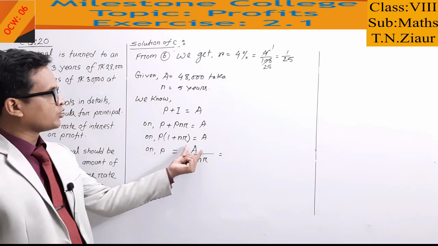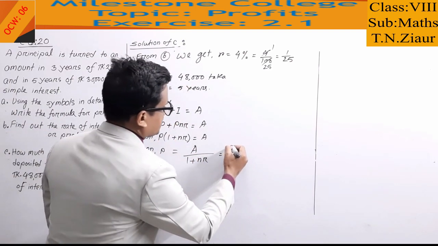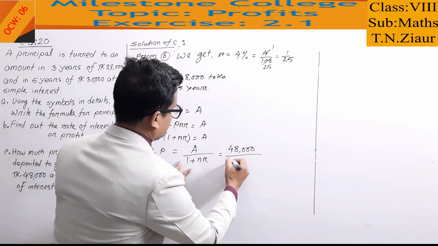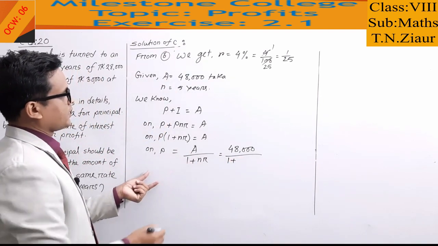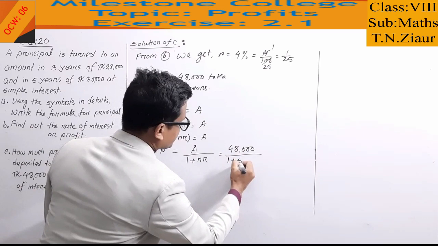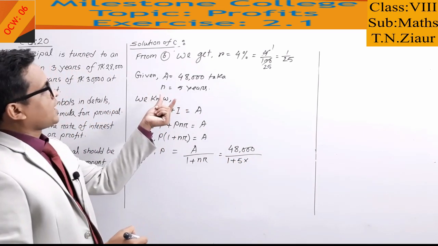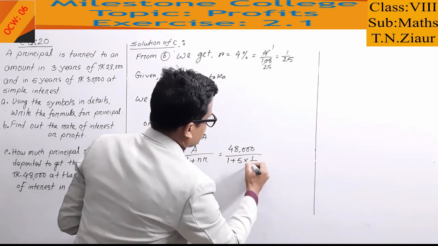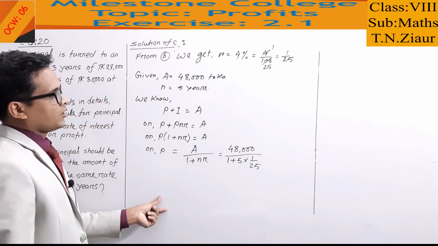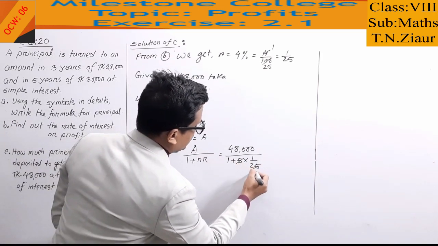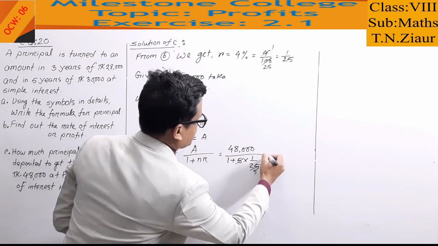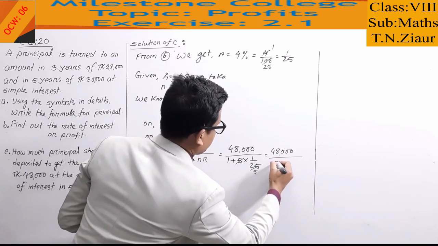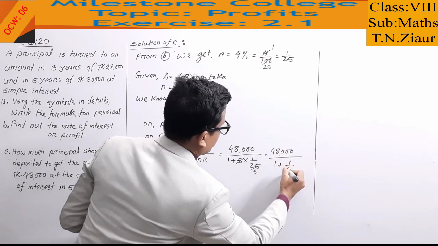Now we have to place the value of A. A is equal to 48,000. Just place the value of 48,000. Now 1 plus N is equal to what? N is equal to 5 years. Just place 5 into R. R is equal to what? We got 1 by 25. So 1 by 25. Now just cut this 5 and 25. So what will it be? That means 48,000 by 1 plus 1 by 5.